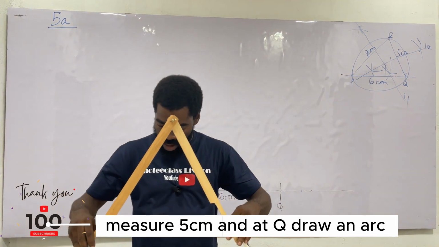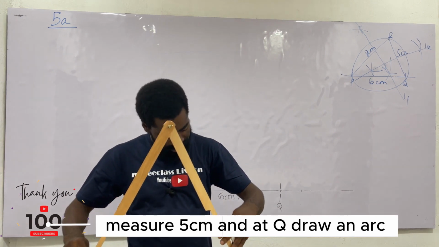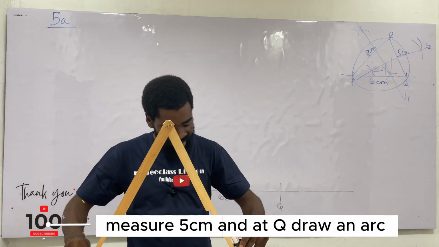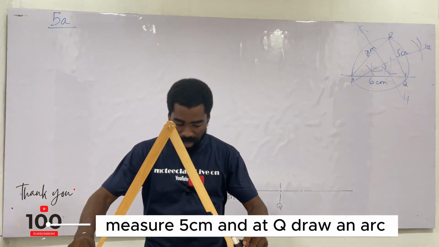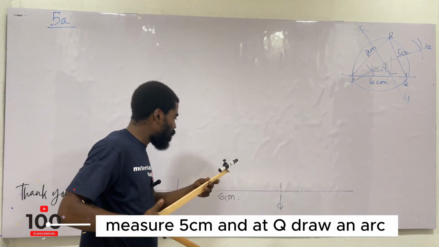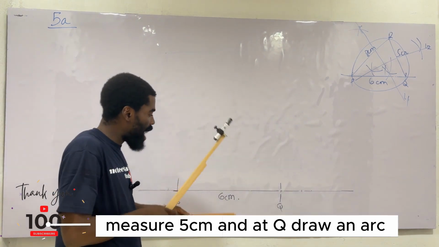Let's measure 5 cm very quickly. So we are measuring 5 cm. I hope you are measuring with me. Measure 5 cm. Okay. So that we measured 5 cm. We stand at point what? Point R. We stand at point R.